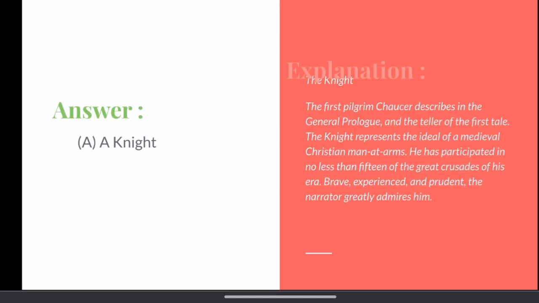The knight, the first pilgrim Chaucer describes in the general prologue, is the teller of the first tale. The knight represents the ideal of medieval Christian man at arms. He has participated in no less than 15 of the great crusades of his era. Brave, experienced and prudent, the narrator greatly admires him. The narrator, who is Chaucer himself, is a great admirer of the knight.